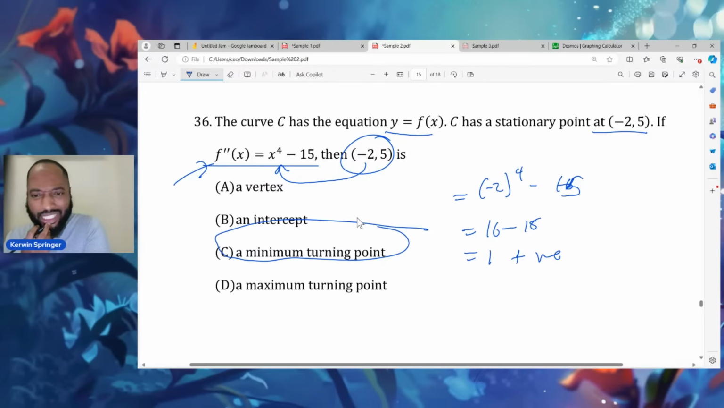So C, why will you say D? Negative 2 going in here, I guess 16 minus 15. If it's positive, you expect a minimum. If it's negative, it's a maximum. So C. I'll get C. C is the answer, right?